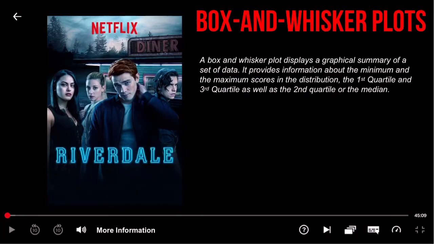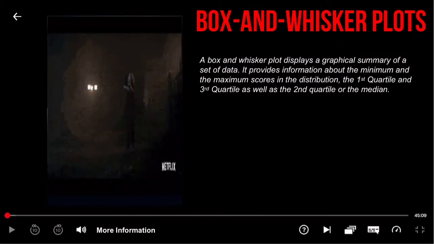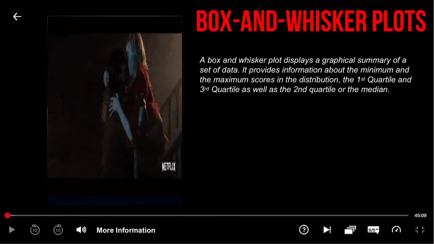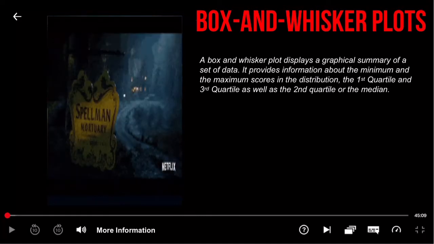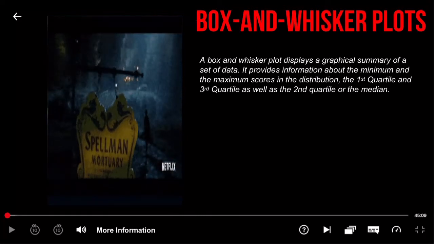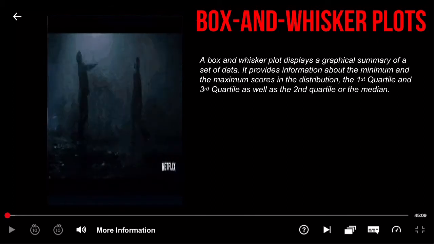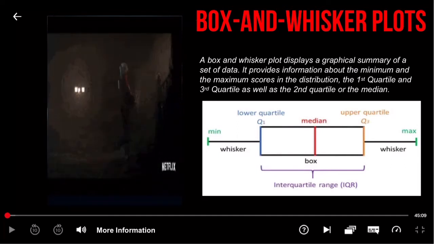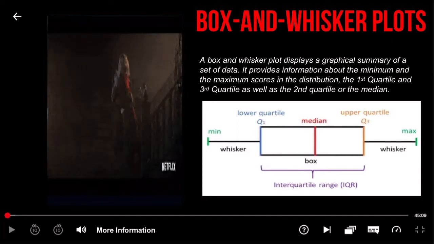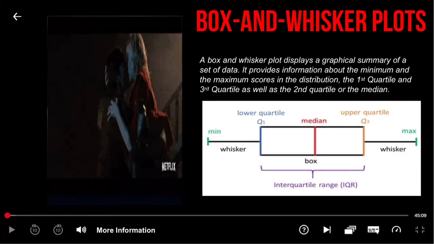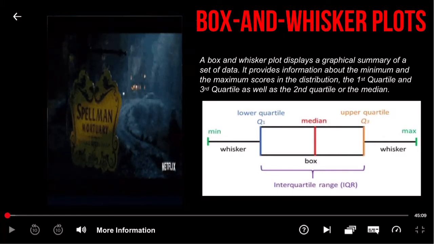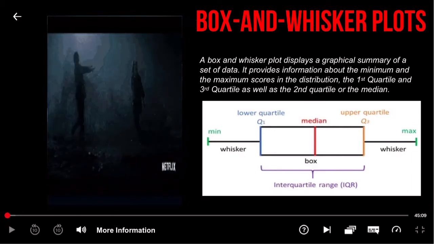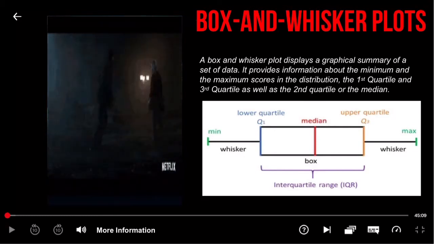Box and whisker plot. A box and whisker plot displays a graphical summary of a set of data. It provides information about the minimum and the maximum scores in the distribution, the first quartile and the third quartile, as well as the second quartile. We have here the minimum side and the maximum side, with a whisker on both sides. We have the lower quartile, or the Q1, the median, and the upper quartile, or the Q3, looking like a box. And on the bottom we have the interquartile range, or the IQR.